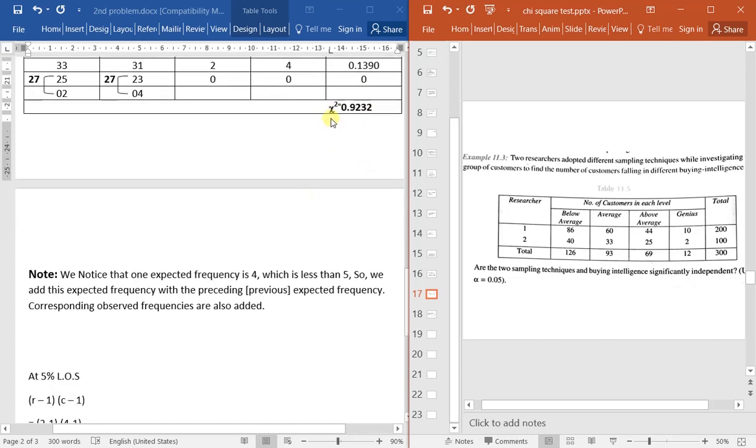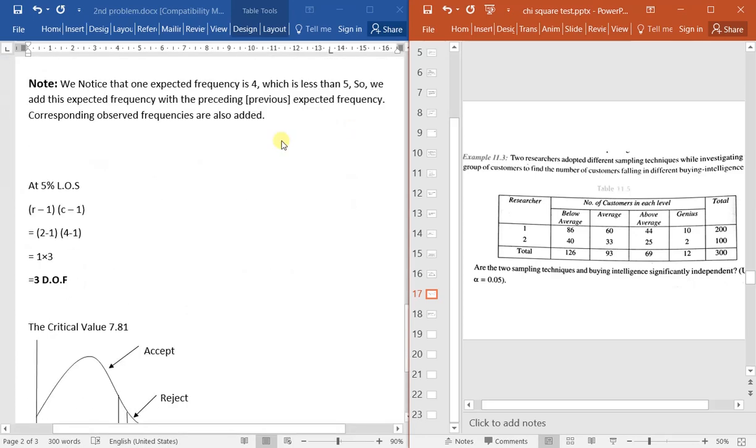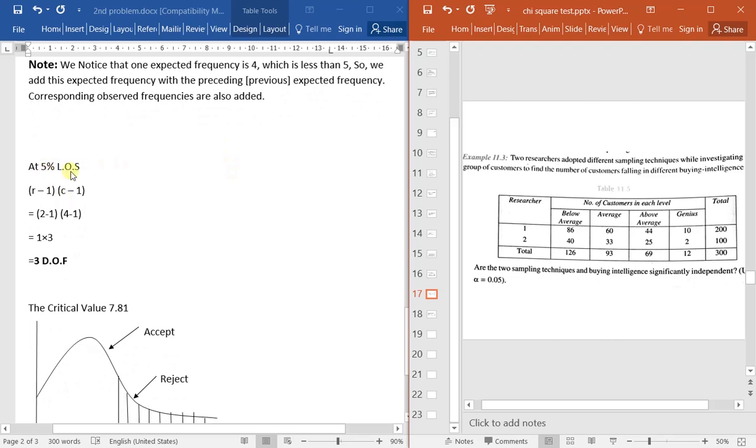So chi-square is equal to 0.9232. Okay, we are provided with a 5% level of significance, and the degrees of freedom are (r minus 1)(c minus 1). How many rows do we have here? This is the first row and this is the second row, so 2 rows. How many columns? First, second, third, fourth, so we have 4 columns here. So (2 minus 1) into (4 minus 1) is 1 into 3, and you have a degree of freedom of 3.